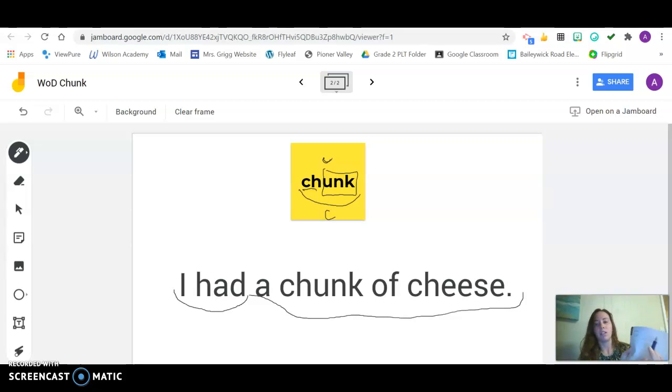Then write your sentence under that line. So here I have my word of the day, chunk, all marked up. Now I'm going to write my sentence and scoop it. I had a chunk of cheese. Ooh, this is making me hungry. Then scoop. I had a chunk of cheese. Once you've written it in your Monster Notebook, you are all done with our word of the day.